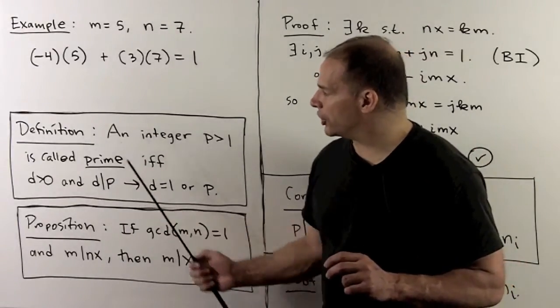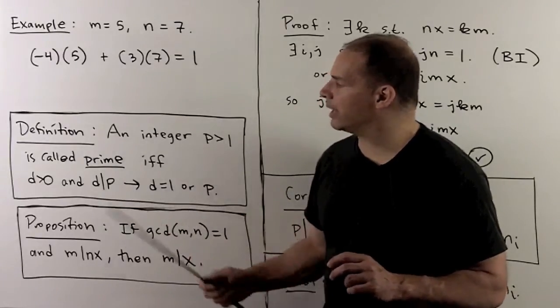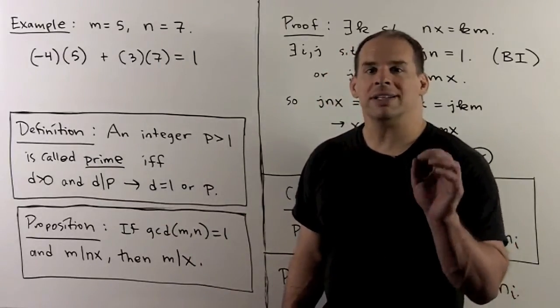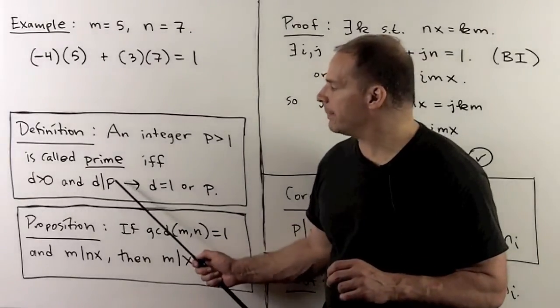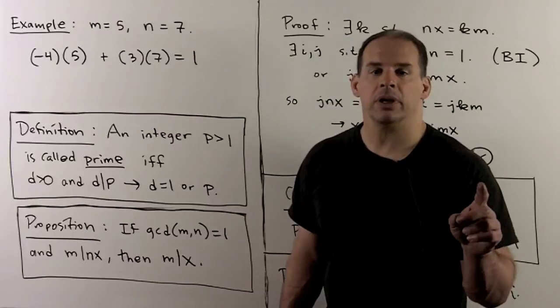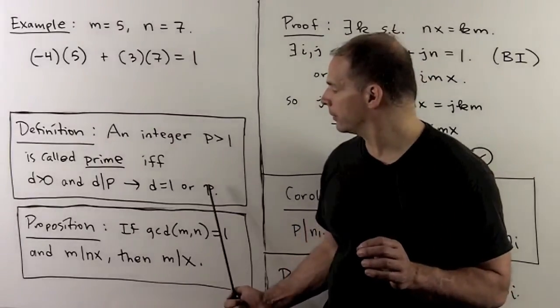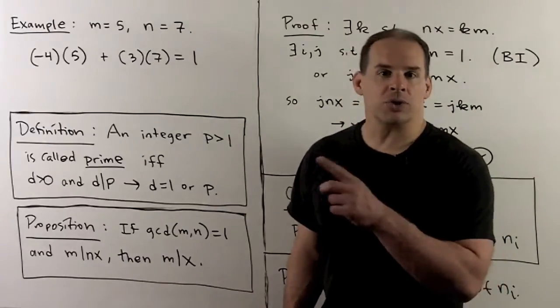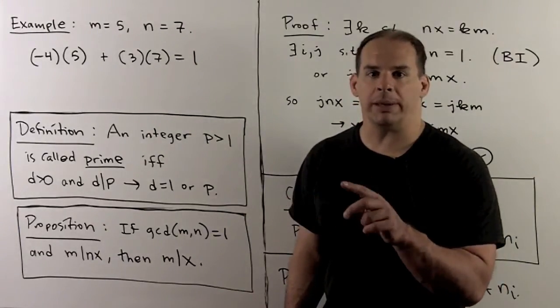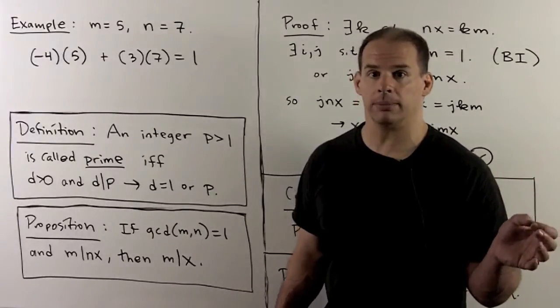Now, definition: an integer p greater than 1 is called prime if and only if, whenever d is positive and d divides p, it implies d is equal to 1 or p. So this just says p has no proper divisors. Now, this agrees with our usual notion of prime, so that would be examples 2, 3, 5, 7, and so on.